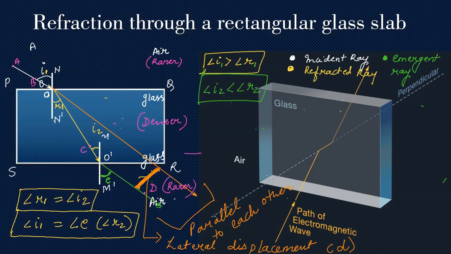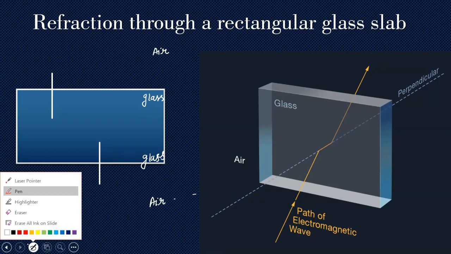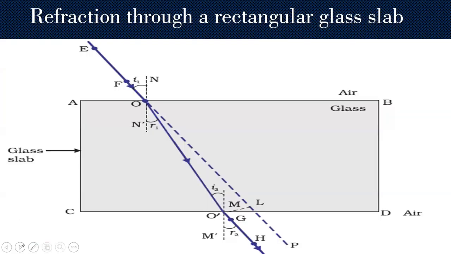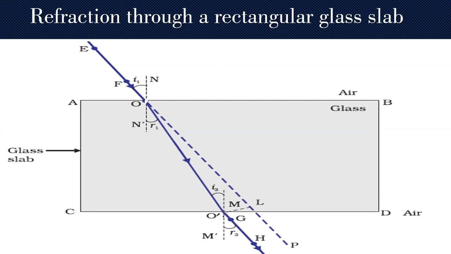I will revise this again in the next slide. See now, ABCD is your glass slab. EF is the incident ray. NN dash is the normal at the point of incidence. MM dash is another normal. So EF is the incident ray, F to G, O to O dash, is your refracted ray. From here this is the second point of refraction, and GH is your emergent ray.